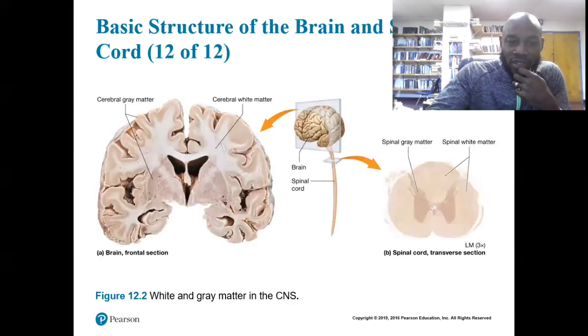And that is the structure that we see here. Look at the cerebrum. You have gray on the outside and then white on the inside. That's super fast on the inside. And then in the spinal cord, you have gray on the inside and then the white matter on the outside.